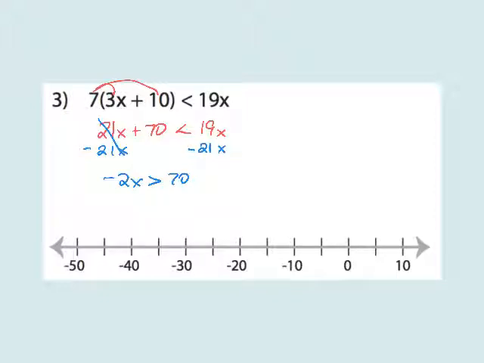So now I'll take and divide by negative 2, at which point I will switch the sign again, and x is less than negative 35. So since it is a less than and not a less than or equal to, I'll make it an open dot, and then I'll make my arrow down and to the left of negative 35.